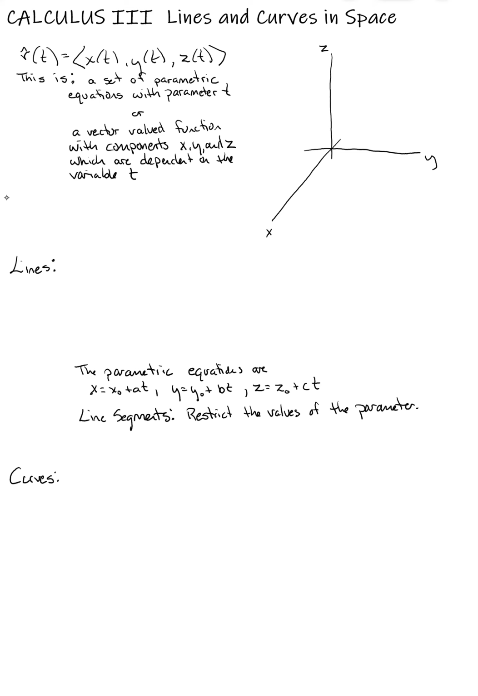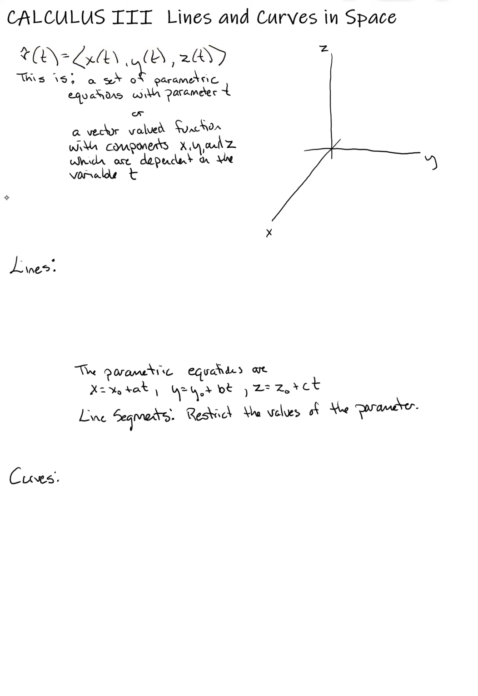Hi guys, this is Professor Janacek, and I want to talk about lines and curves in space. First off, the way we'll often write them is as a vector. So I've got the vector r of t is equal to, and then of course I've got the vector notation x of t, y of t, z of t.